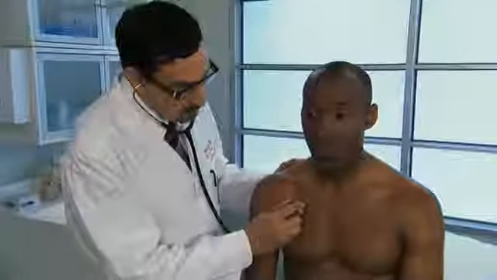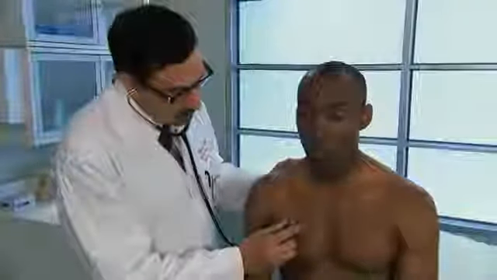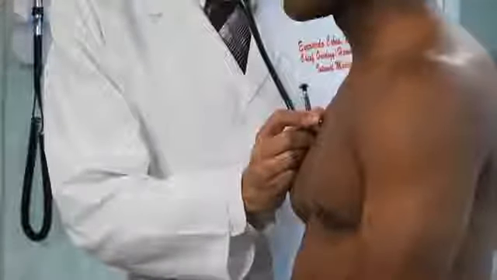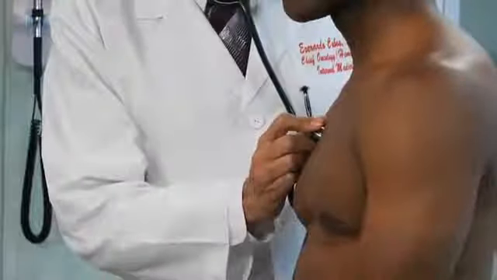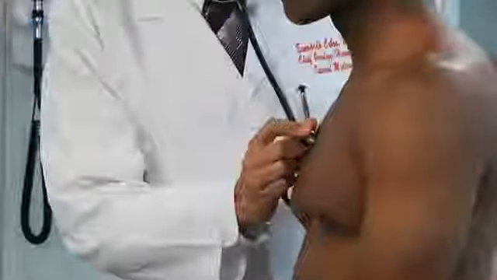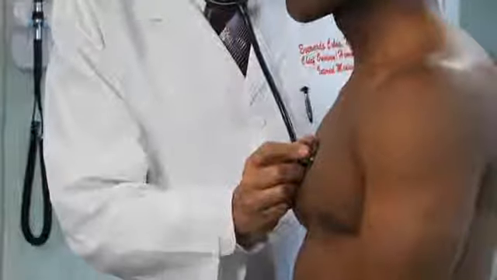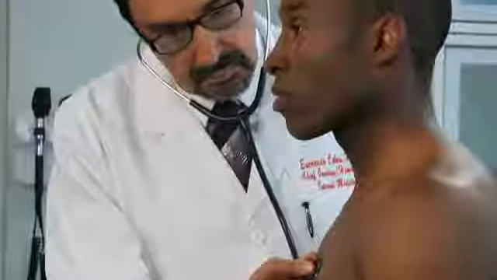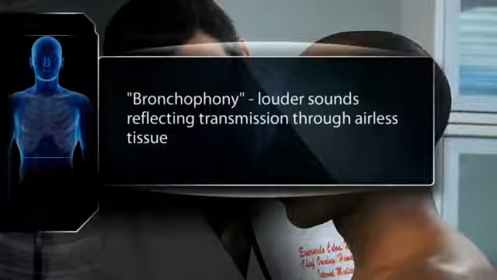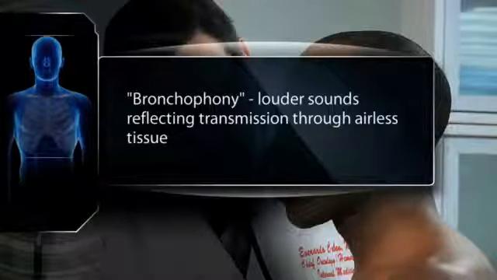If you hear abnormally located bronchovesicular or bronchial breath sounds, assess transmitted voice sounds. While auscultating the chest, again ask the patient to say 99. 99. Normally, the sounds transmitted through the chest wall are muffled and indistinct. Louder sounds reflecting transmission through airless tissue are called bronchophony.